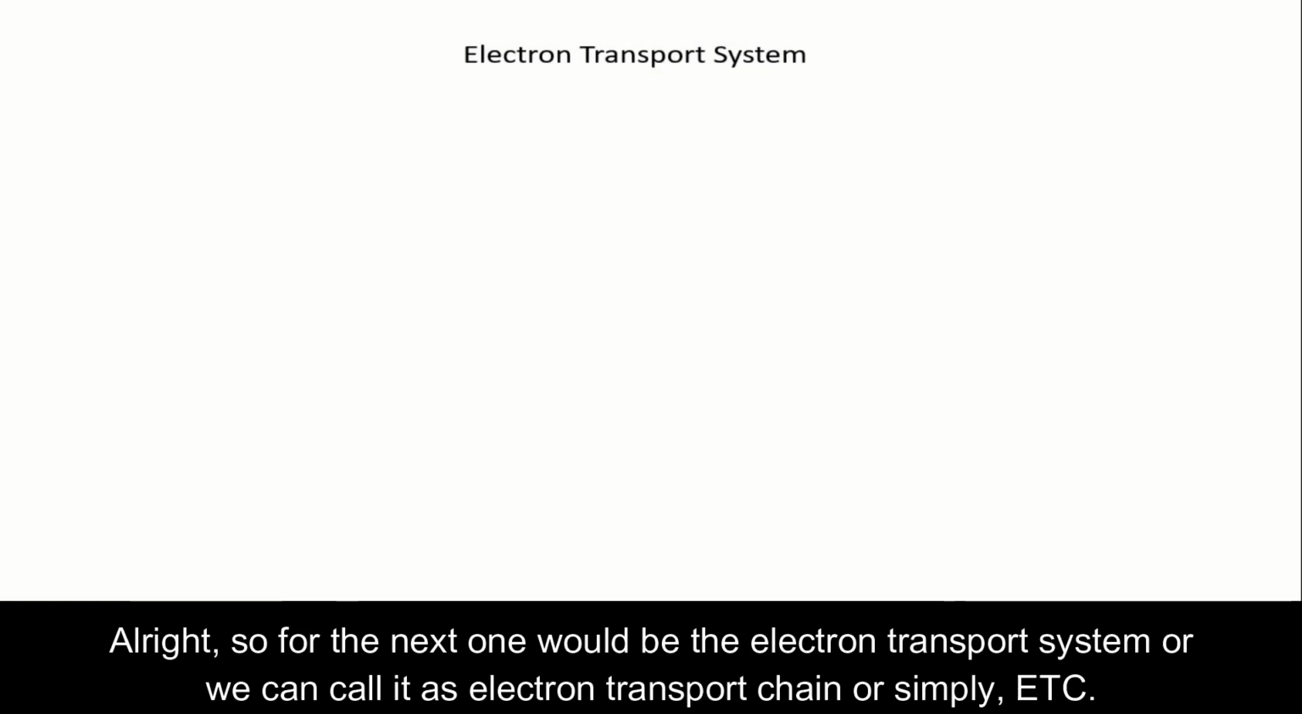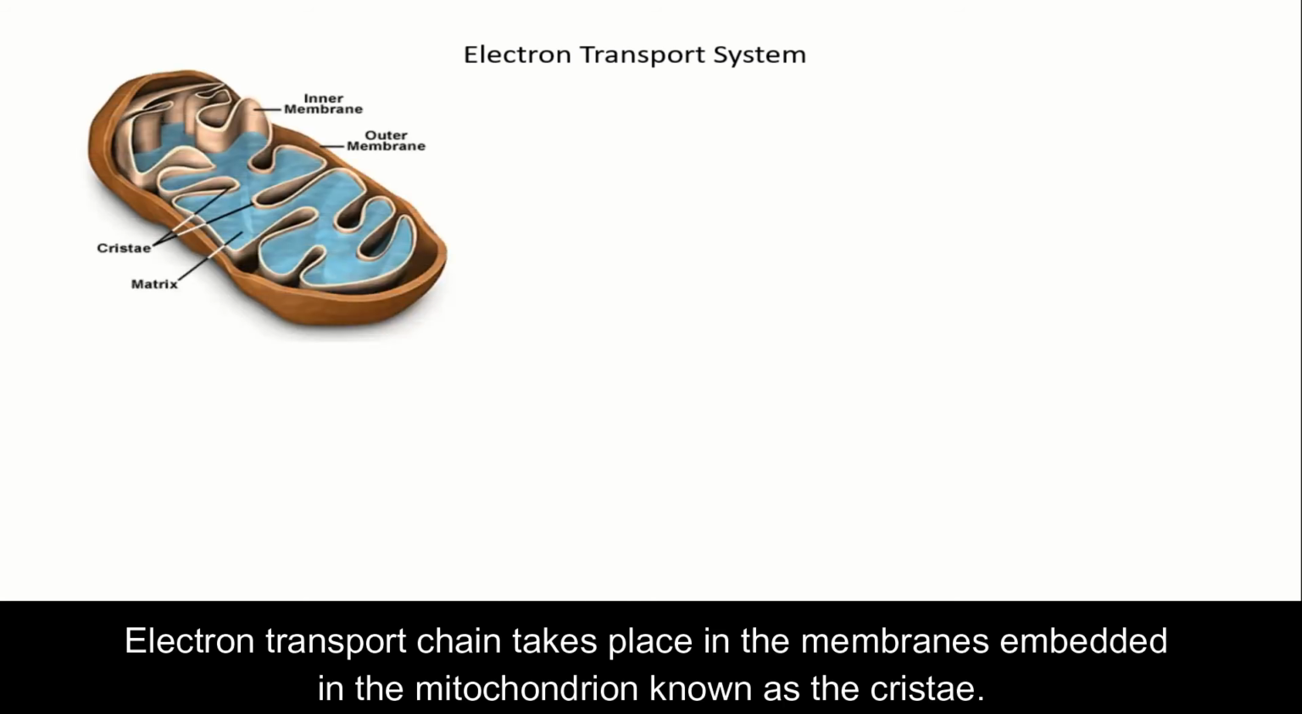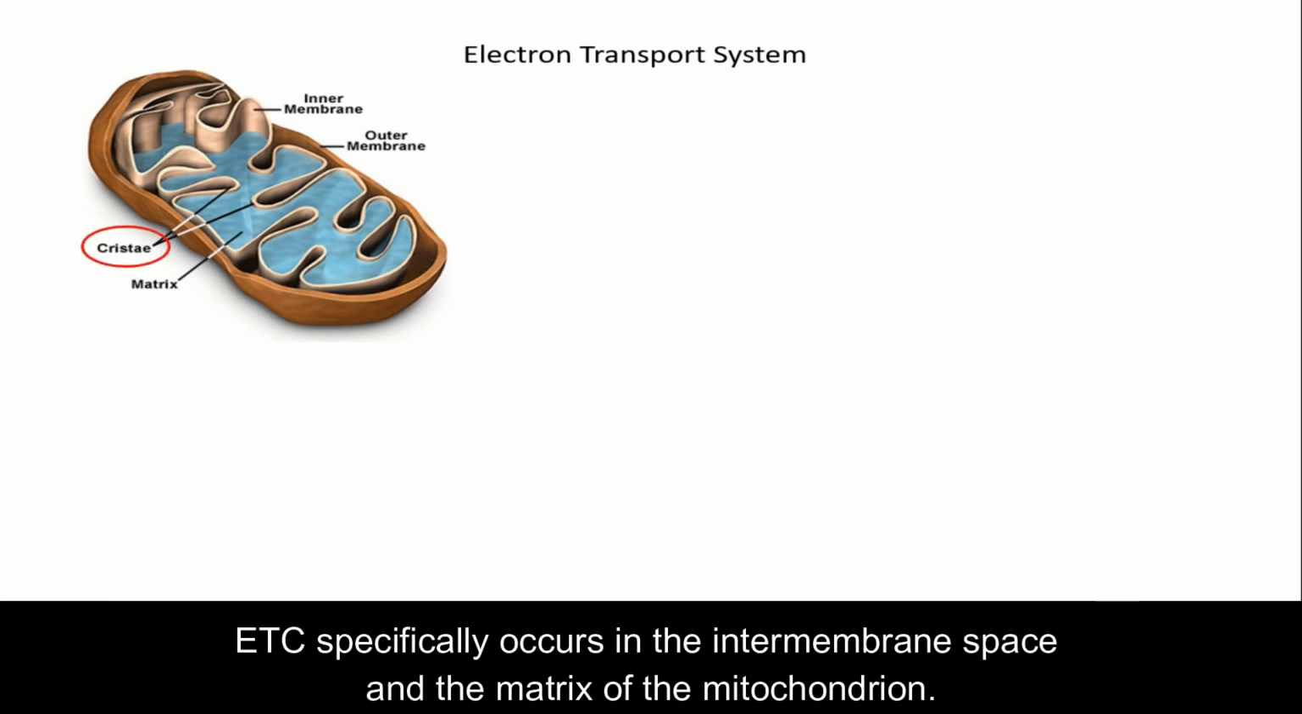Alright, so the next one will be the electron transport system, or we can call it the electron transport chain, simply ETC. ETC takes place in the membranes embedded in the mitochondrion known as the cristae. ETC specifically occurs in the intermembrane space and the matrix of the mitochondrion.